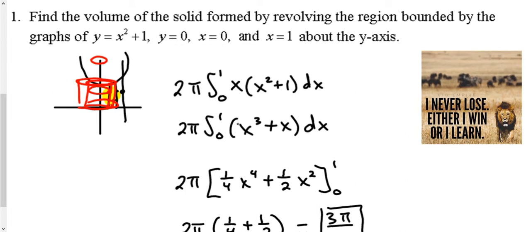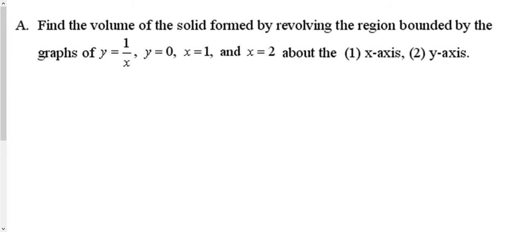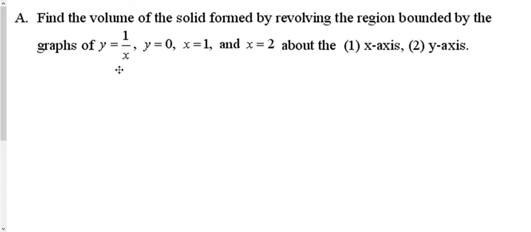All right, let's get some more practice doing this. Let's do this right here. Let's find the volume of the solid formed by revolving the region bounded by the graphs of y equals 1 over x, y equals 0, x equals 1, and x equals 2. First we'll do about the x-axis and then the y-axis.